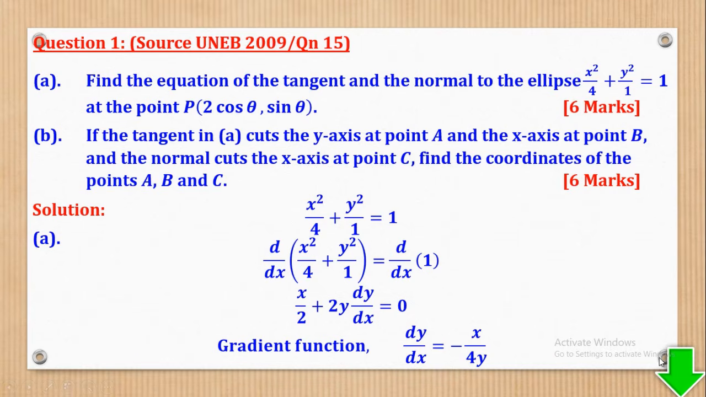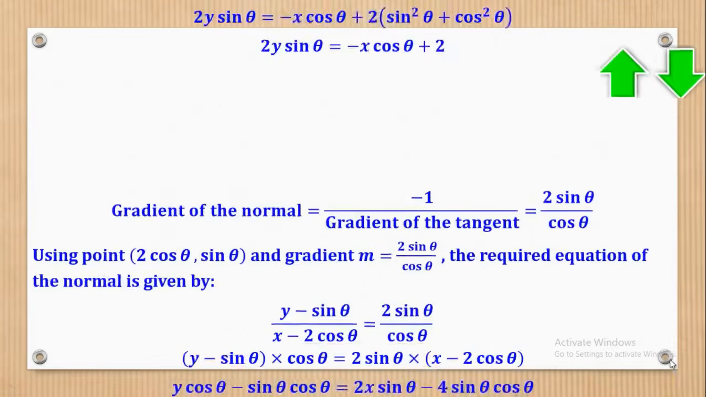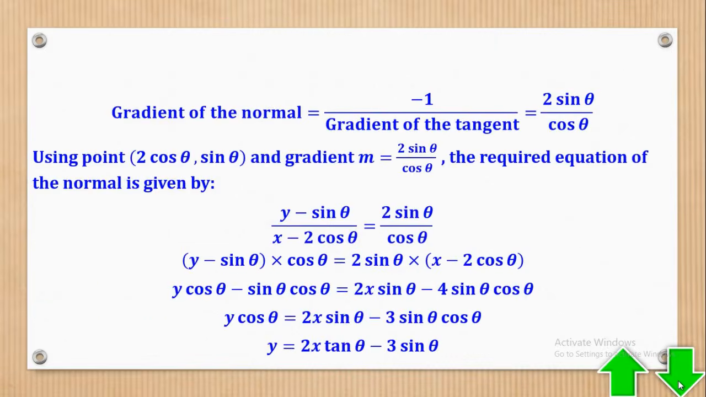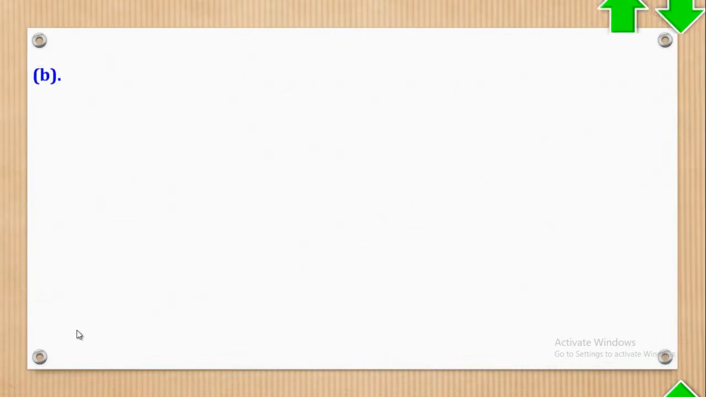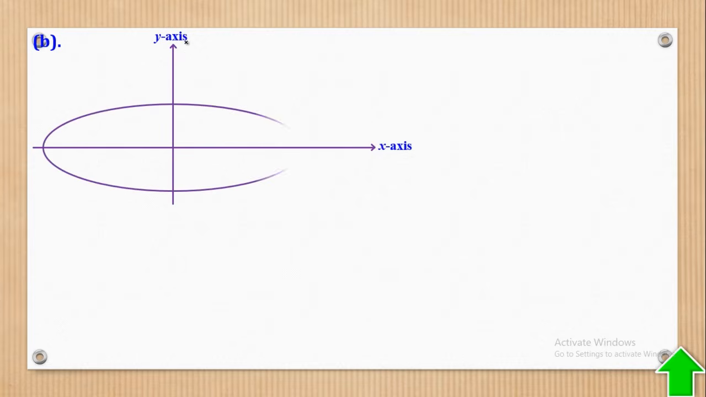So let's first make a sketch of that ellipse so that we can easily interpret the question. I'll have to draw the axes and label them, label the x-axis and also label the y-axis. Always remember that. Then draw the ellipse. I told you the ellipse is always of one shape, which is an oval.